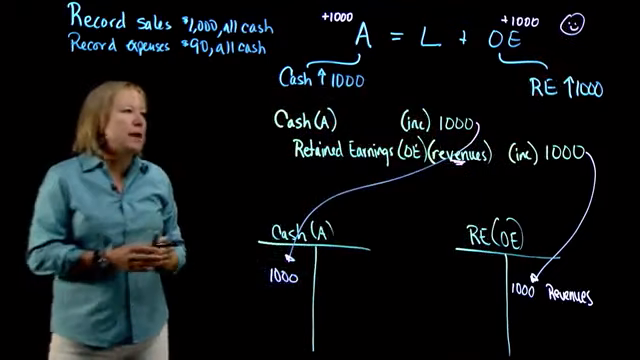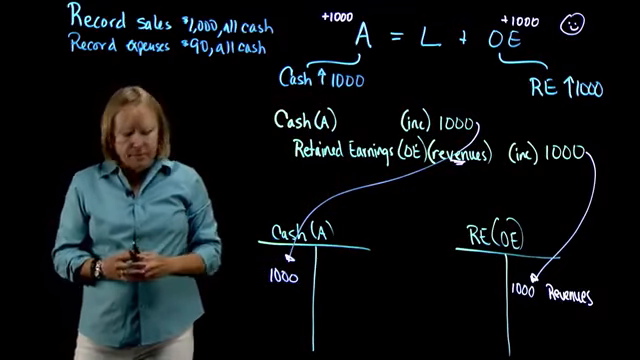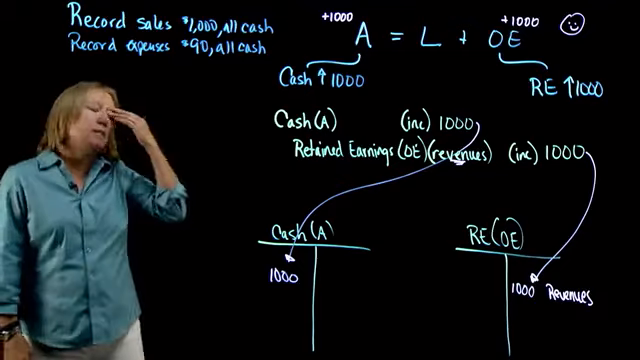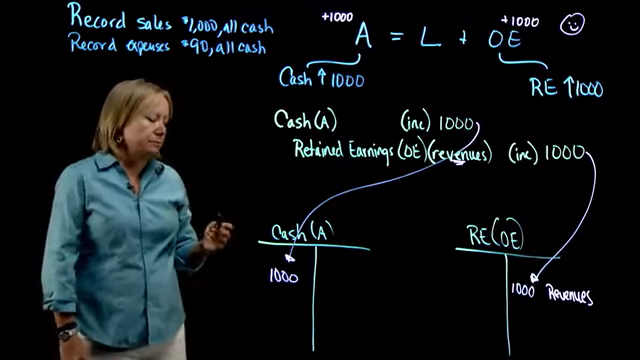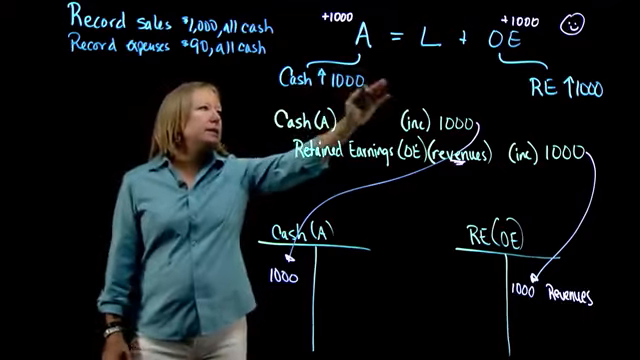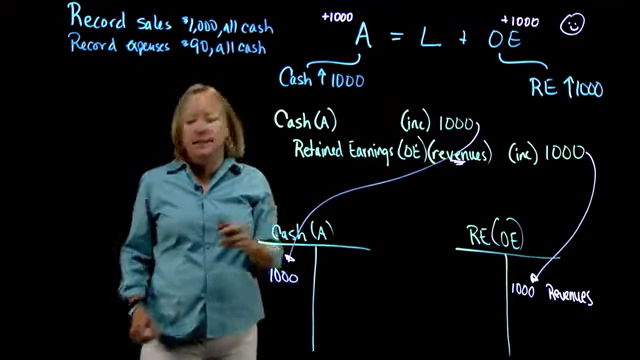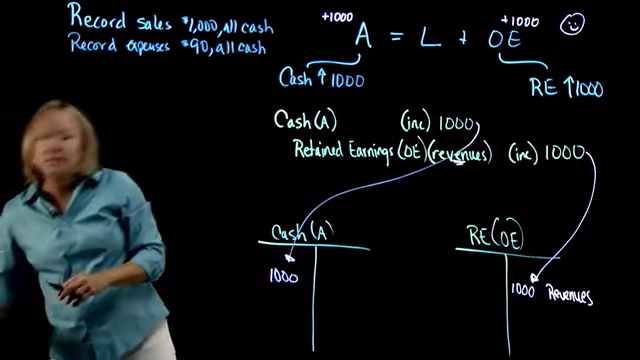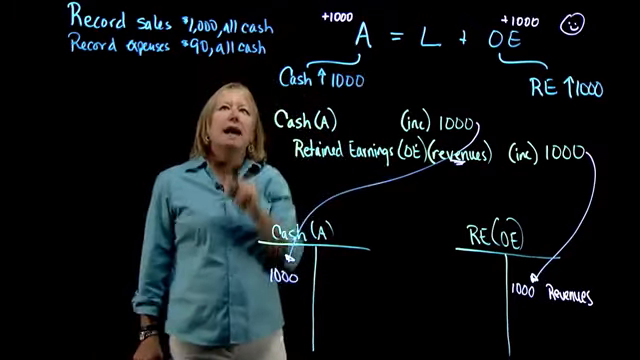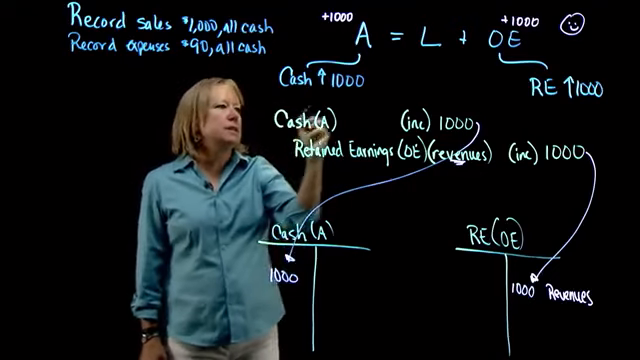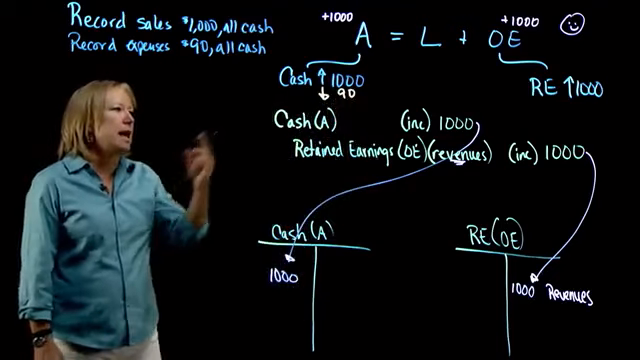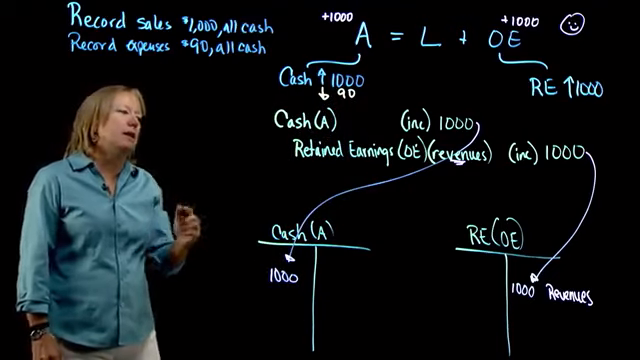Now let's look at the expense entry. We're going to record expenses of $90, all paid in cash. Let's look at what accounts are affected, and then we'll record the journal entry. We're paying cash for all of these expenses, so our cash account will go down by 90. So cash, which is an asset, is going down by 90.